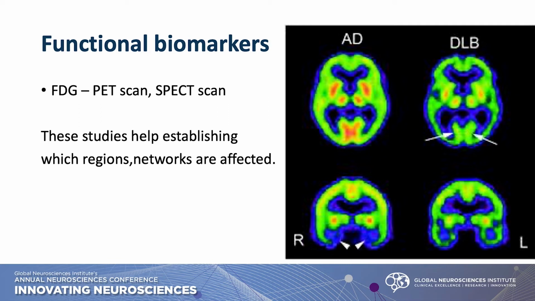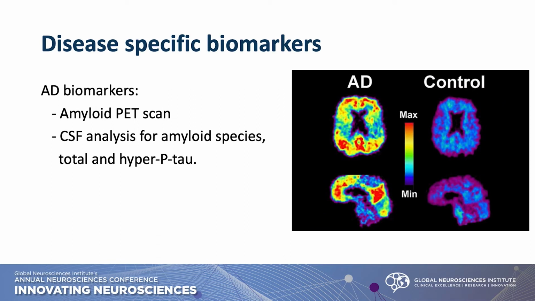But anyway, certain patterns of loss of glucose utilization or blood flow in those areas are associated with, again, that selective vulnerability because of the networks that are affected, and certain diseases can present with that. And then disease-specific biomarkers, so that would be your amyloid PET scan for Alzheimer's disease or CSF analysis for amyloid or tau. And again, when it comes to disease-specific biomarkers, we're more talking about Alzheimer's disease clinically. On the research side, there are disease-specific biomarkers for other neurodegenerative diseases as well.